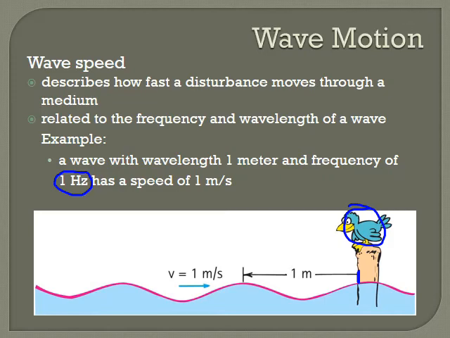And of course, they also tell us that the wavelength, this distance between crest and crest, is 1 meter. So it turns out our wave has essentially moved 1 meter in 1 second. And so therefore, we are told the wave speed. This wave has a speed of 1 meter per second.